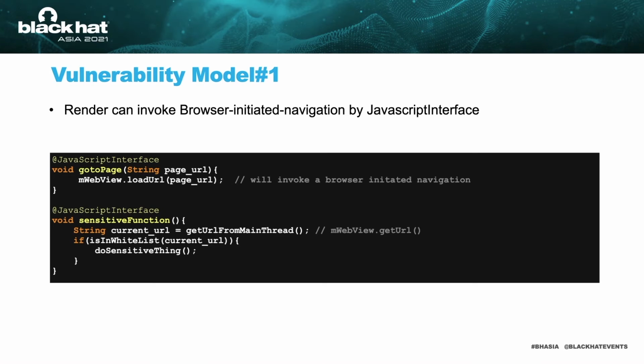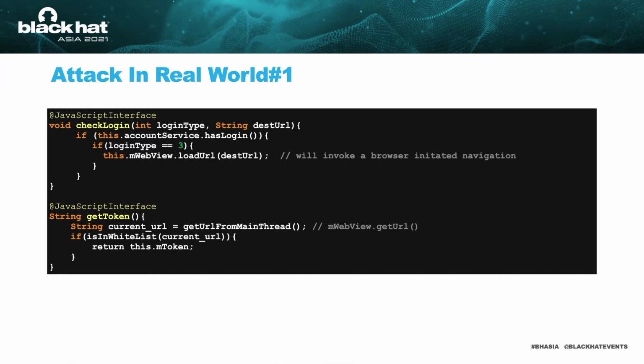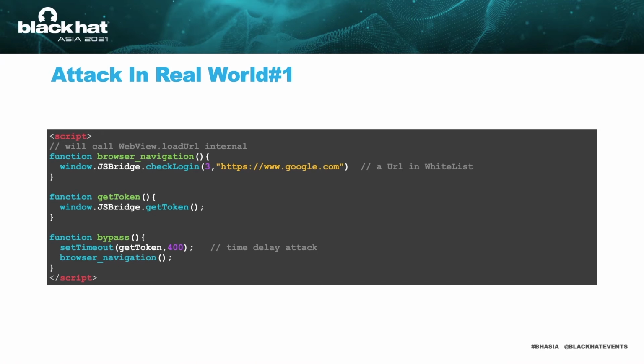In the real world, applications may not implement logic that simple, but they prefer to do it like this. For security reasons, I could not tell what the ifs are, so let's just focus on the code. The interface checkLogin accepts a parameter, the destination URL, and if the current login status is fulfilled, it will load the destination URL with WebView.loadUrl. Therefore, untrusted JavaScript can trigger a trustworthy browser-initiated navigation. So the attacker can exploit this with a time delay attack. This JSBridge.checkLogin will trigger a browser-initiated navigation, and the WebView.getUrl in JSBridge.getToken will return the pending entry, the wrong URL, google.com.